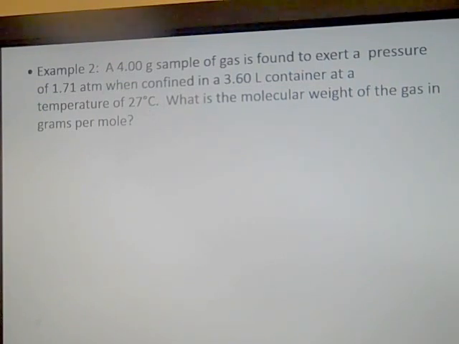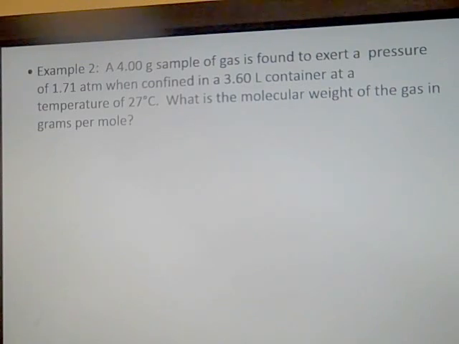So to solve for this, we know the mass. If we know the mass, we are able to figure out the number of moles. We should be able to figure out the molecular weight, because the moles is part of the ideal gas law.